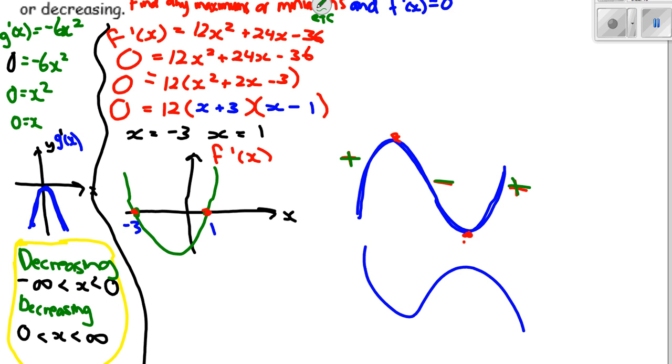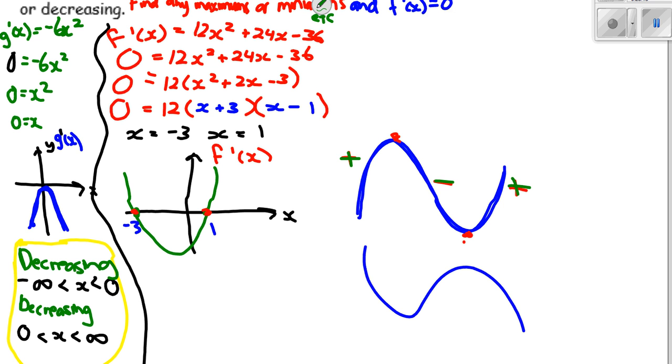So the green graph is the gradient of the original one, because the original is a cubic. So therefore its gradient function will be a quadratic. It makes sense because the original is a cubic, the blue one, so its gradient function would be a quadratic.